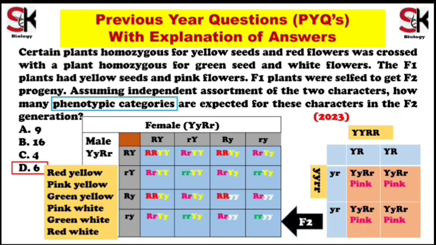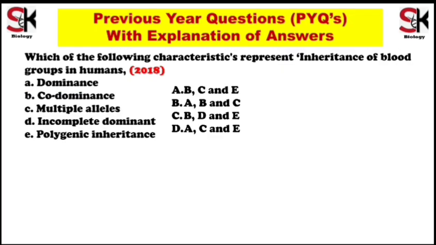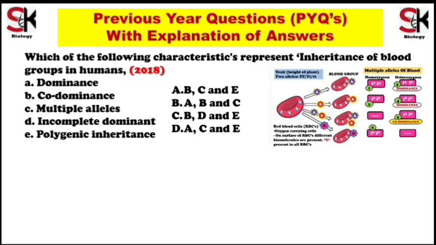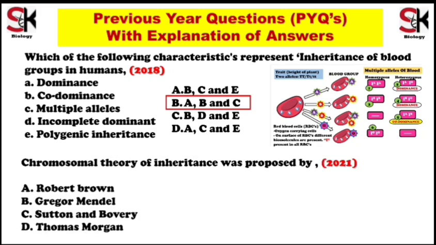6. Next question. Which of the following characteristics represent inheritance of blood groups in humans? In our lecture, we have studied that blood group system, that is ABO system in human, shows dominance, codominance and multiple alleles. So answer to this question is straightforward, option B. Next question. Chromosomal theory of inheritance was proposed by scientists Sutton and Boveri.